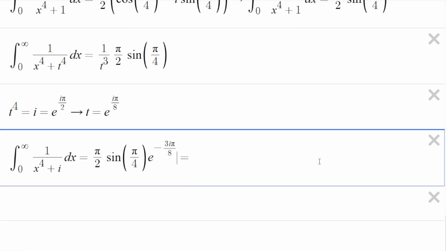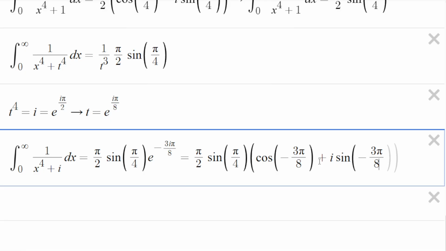All right. Well, that is equal to, again, using Euler's formula, this part right here is going to be cosine of negative 3 pi over 8 plus i sine of negative 3 pi over 8.